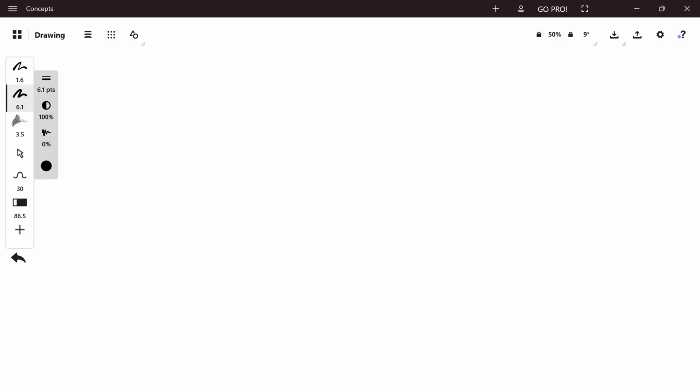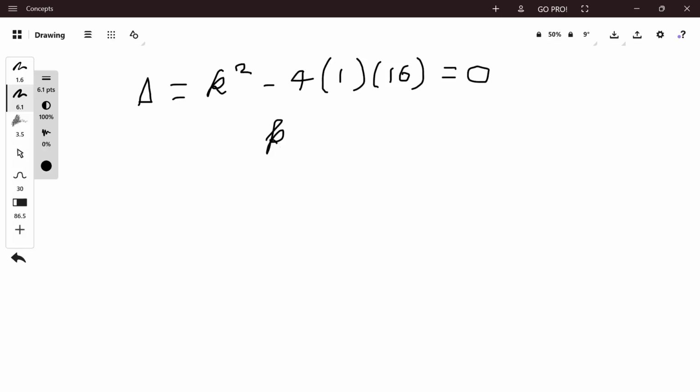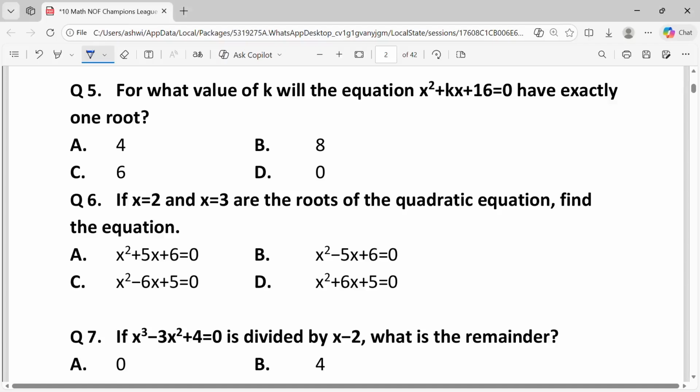For the given equation, the coefficients are a equal to 1, b equal to k and c equal to 16. Set the discriminant to 0, that is delta is equal to k square minus 4 into 1 into 16 is equal to 0. That is k is equal to plus or minus root 64, which is equal to plus or minus 8. Comparing with the options provided, the answer is B, 8.